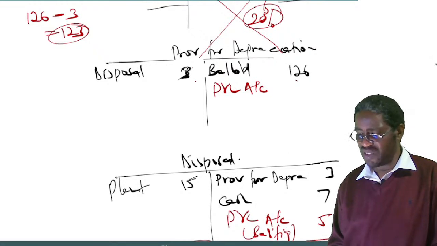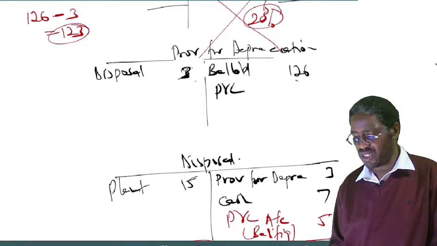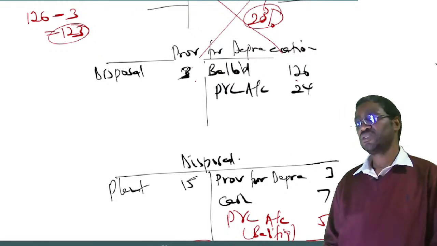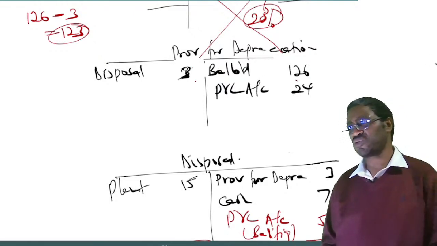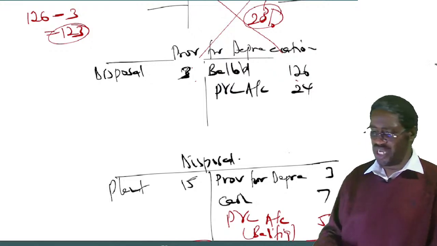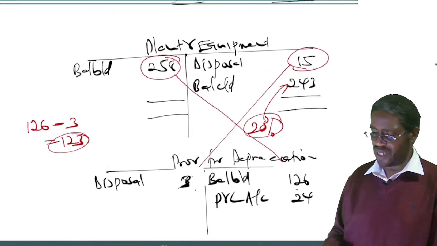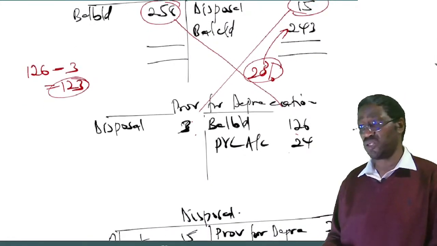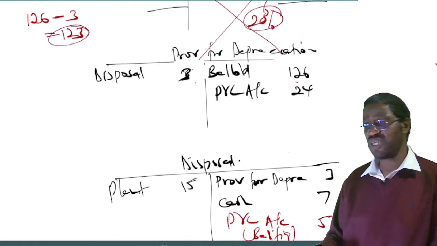So we are debiting P&L and you credit this account called provision for depreciation, and you come and see your P&L account. That is 24. Now you can close the accounts. We are through now. Already I've closed the plant and machinery account. That one we closed. Disposal, we have already closed it.